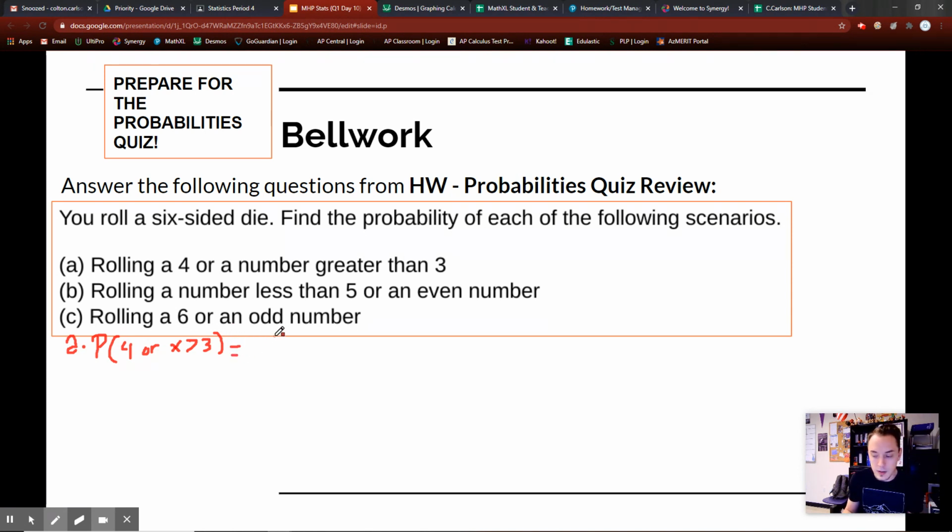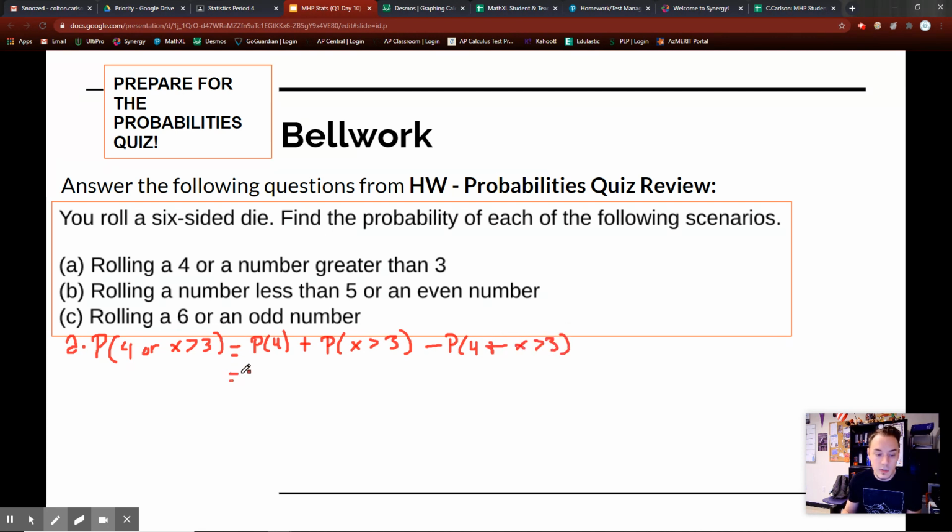Now, can I roll a number? Let's pay very close attention. This has to do with mutually exclusive events. Can I roll a number greater than 3 that is 4? And that is a yes, which means I have to subtract the outcome that is a 4 and also greater than 3. So I'm going to put that in my formula here. So this is going to be probability of 4, then plus the probability of a number greater than 3, and then minus the probability of 4 and that number greater than 3.